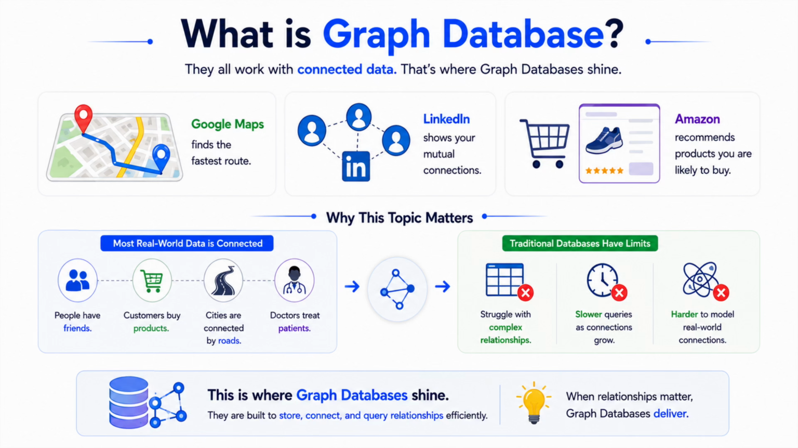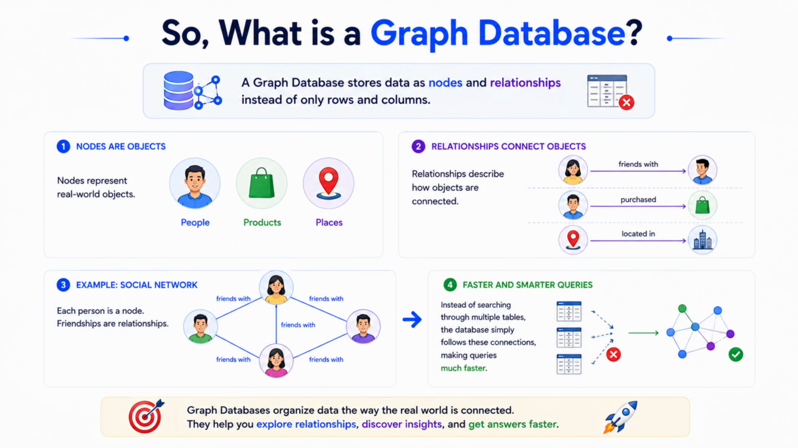Most real world data is connected. People have friends, customers buy products, cities are connected by roads, doctors treat patients. When relationships become important, traditional databases are not always the best choice. This is where graph databases shine. So, what is a graph database?